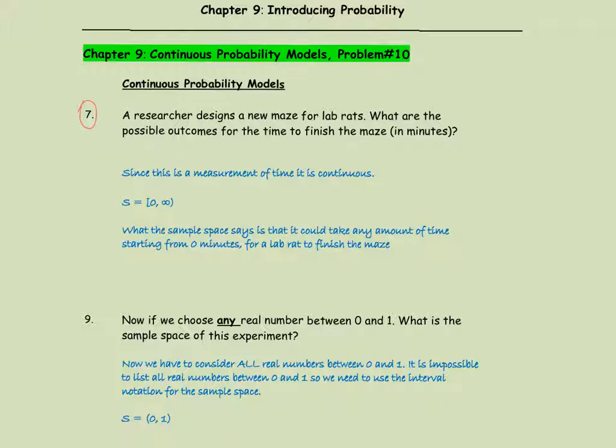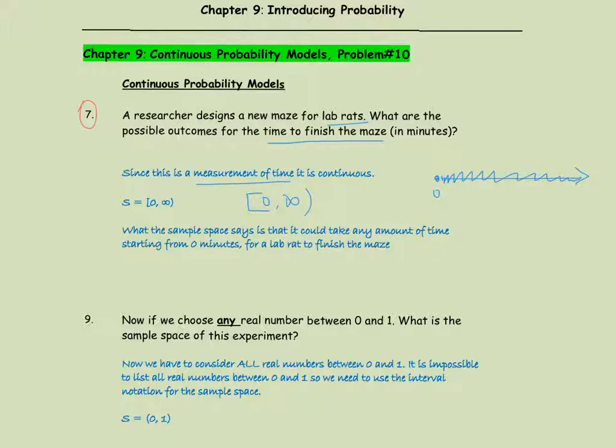What we're measuring here is the time to finish the maze, and it is a lab rat that's going to finish the maze. What we're doing is measuring time. Measurement of time is continuous, and it could take anywhere from 0 to any number of minutes, which means you can go anywhere from 0 to infinity. Every single number on the right side of 0 counts. You can include 0 if you want to, and it goes from 0 to infinity. So every single number starting from 0 counts.